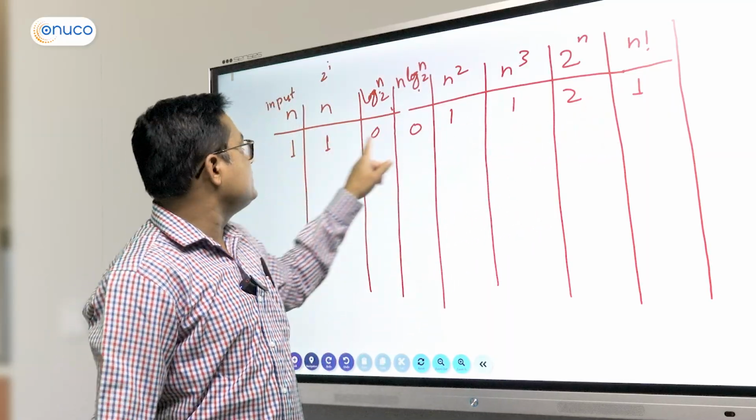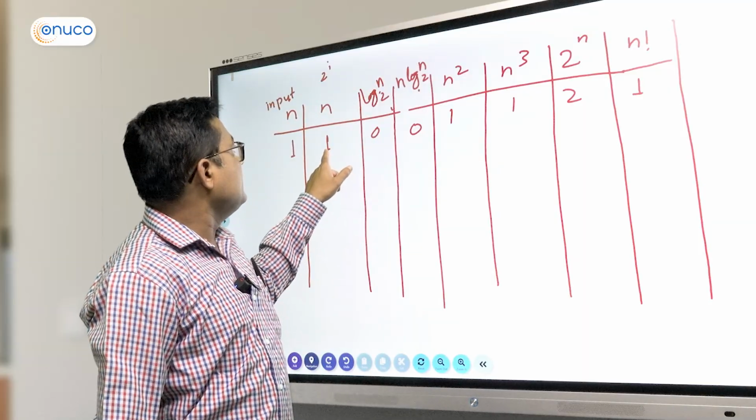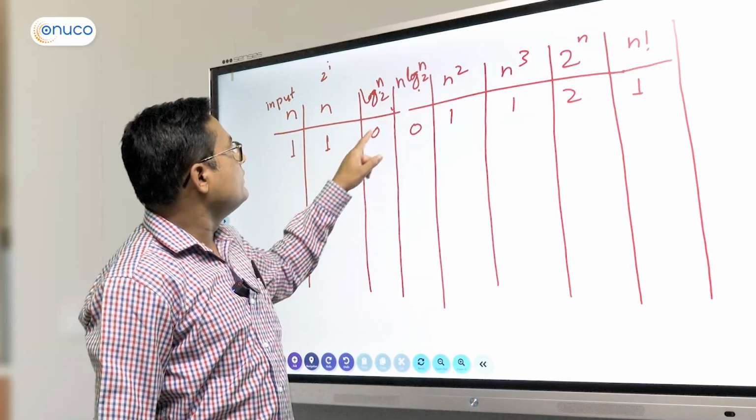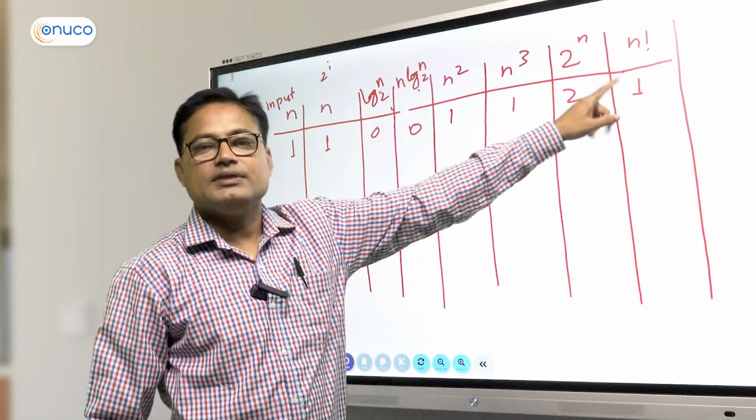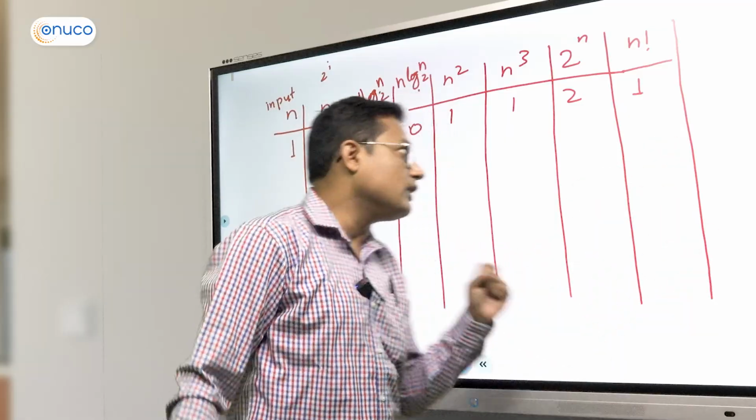Okay, so we can see in these scenarios, n is having higher order of growth than n log n, and it is equal to n square, n cube and n factorial. That is not going to happen in real-time programs.